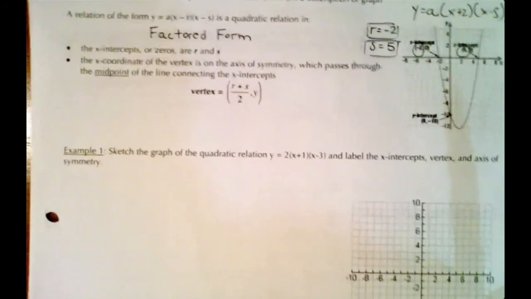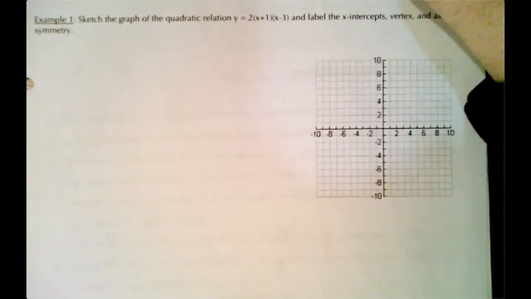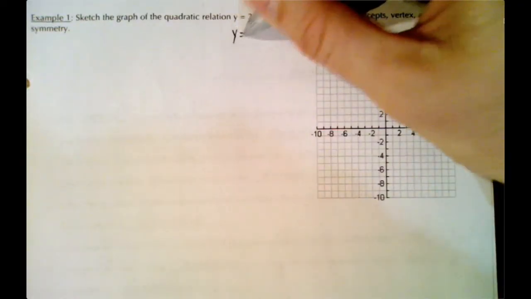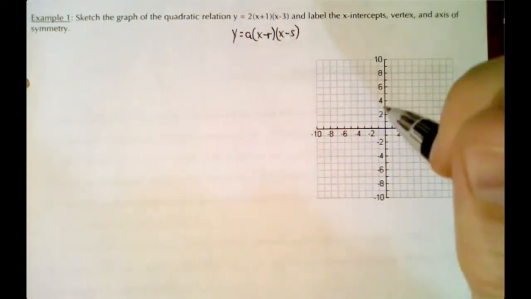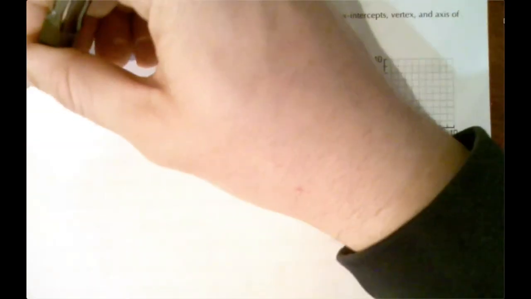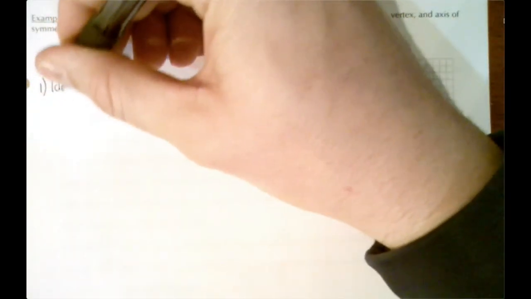So let's look at an example. To come up with the graph from an equation of factored form, we first need to identify that it is factored form. Factored form is the form where there's 2 brackets. So if you have a form where there's 2 brackets, it's factored form. A, x minus r, x minus s. So, steps for graphing. Step 1, identify and graph the x-intercepts.